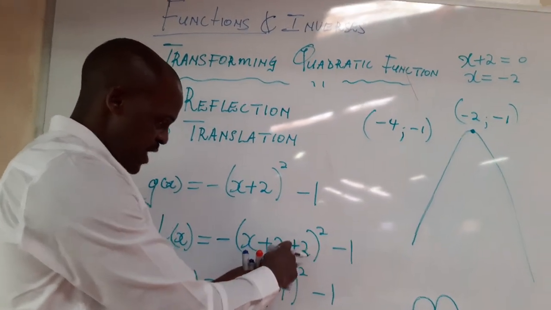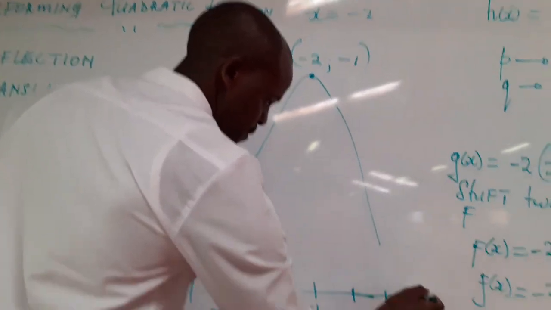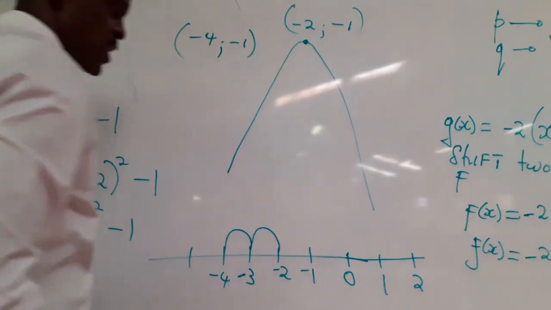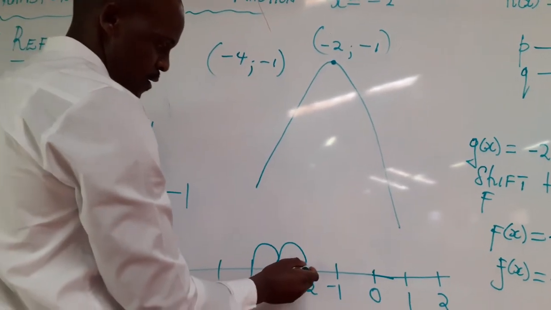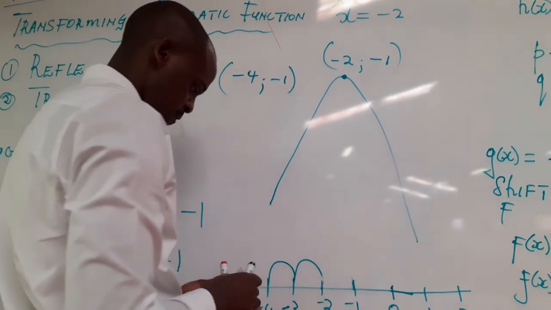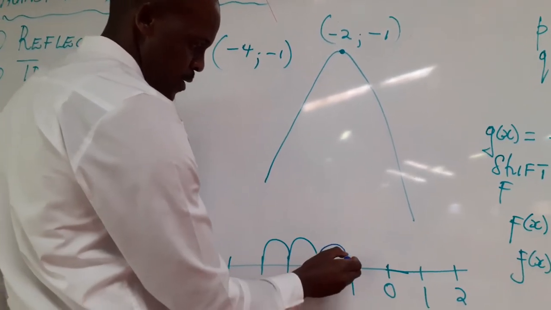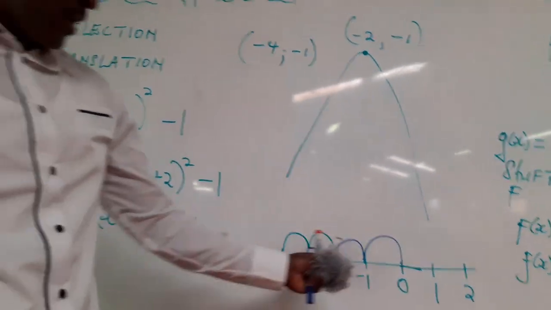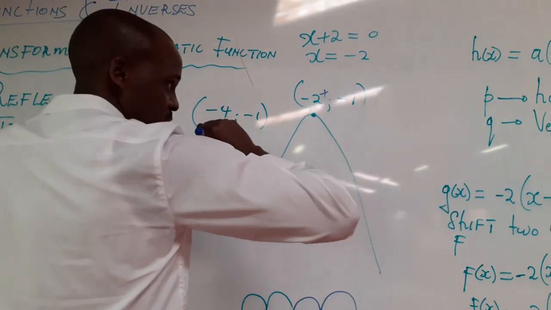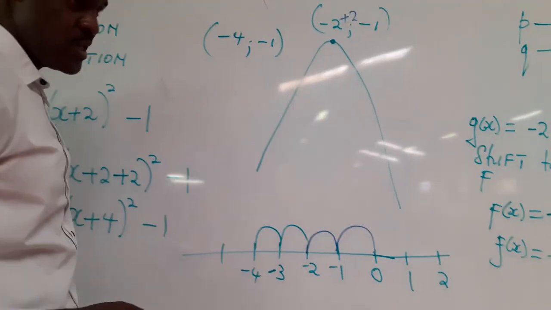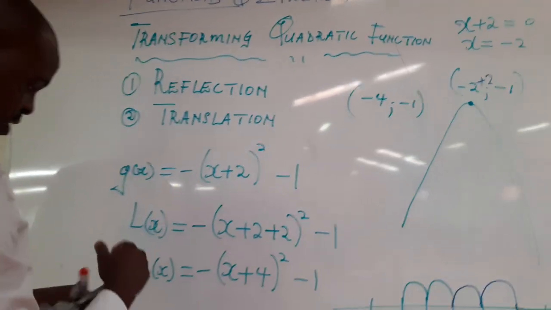If we were to shift this graph 2 units to the right, let's see. From negative 2, remember, 1, 2, 2 units to the right. 1, 2. So when you look there, for you to have 0 here, you need to say plus 2. That's the reason why we are having 0. You need to add there to find that. So we want to have 0 there.